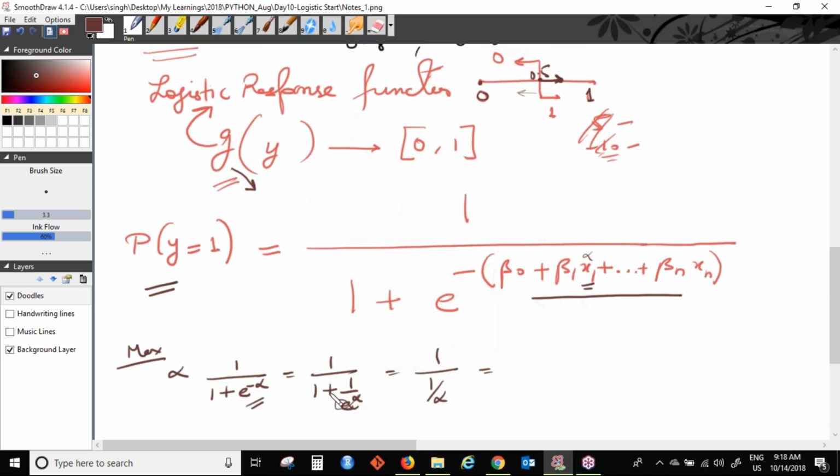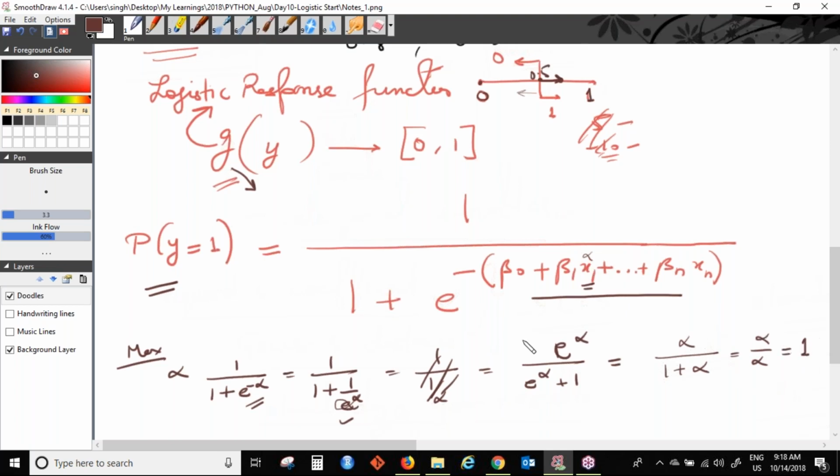So e to the power minus infinity is 1 by e to the power infinity. Or let me do it this way. I can write this as e to the power infinity divided by e to the power infinity plus 1. Now what will I get here? e to the power infinity is infinity, and in the denominator I will get 1 plus infinity, so basically infinity divided by infinity, which is equal to 1. So that means if you put infinity here, what you get is 1.